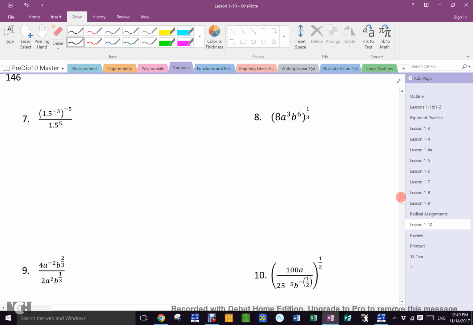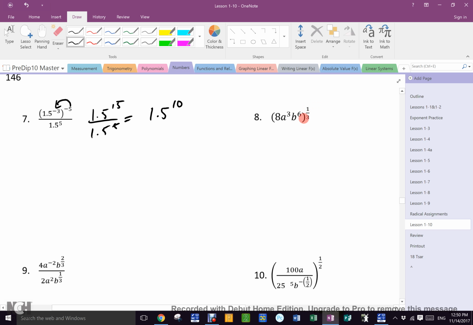7. Scary? No. Why? Same base. What do you do there? Multiply. 1.5 to the 15th over 1.5 to the 5. Then what? Subtract. 1.5 to the 10. Simplified. Don't want it evaluated. Only want it simplified.